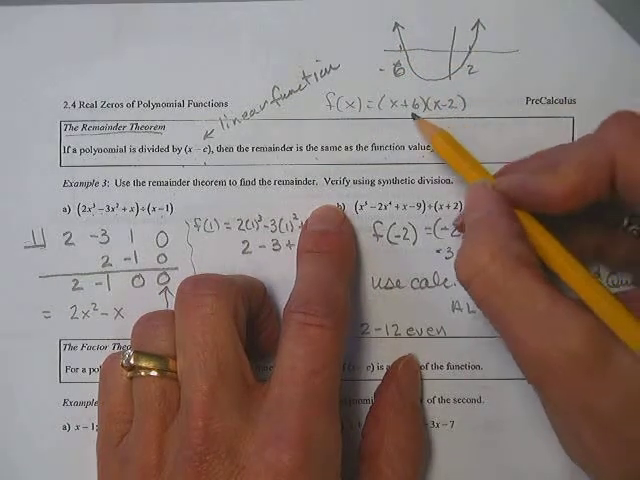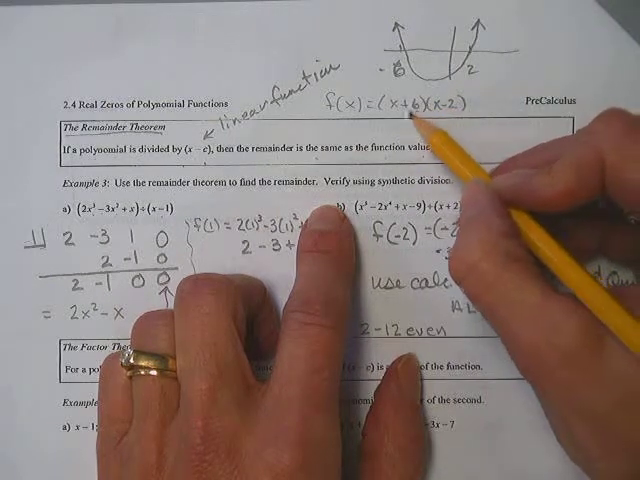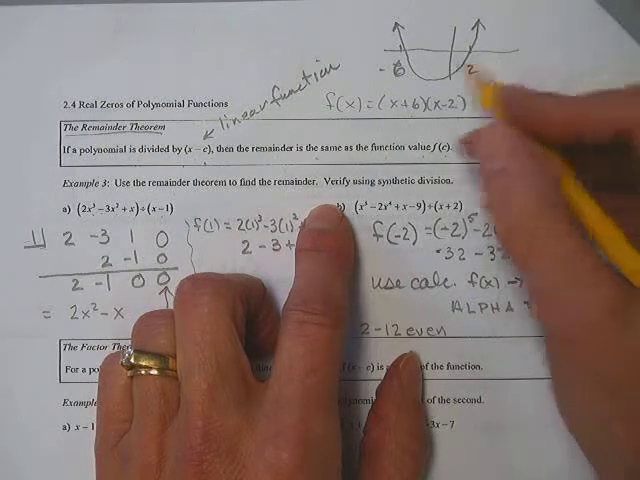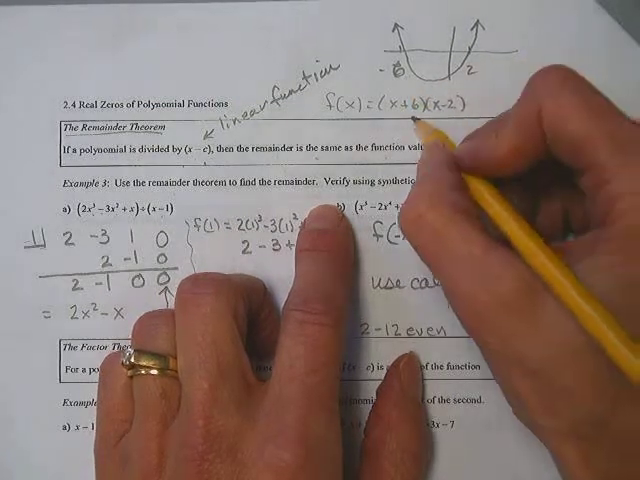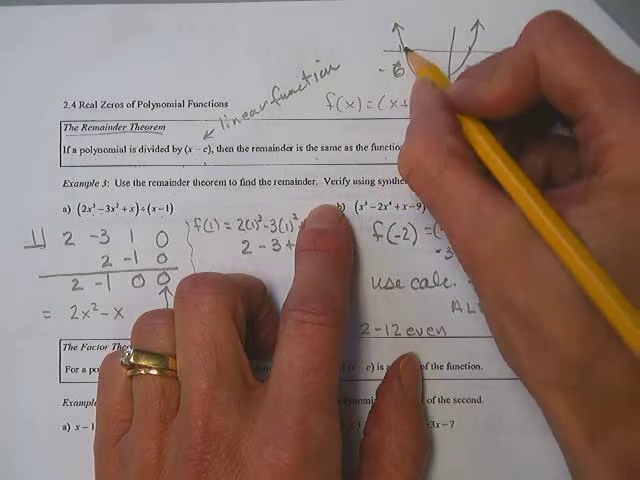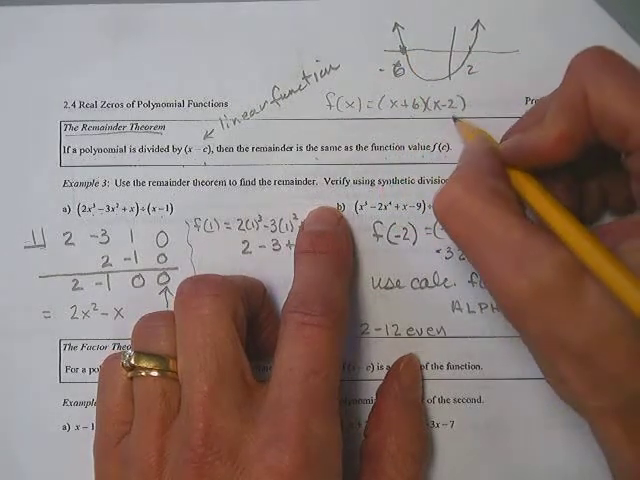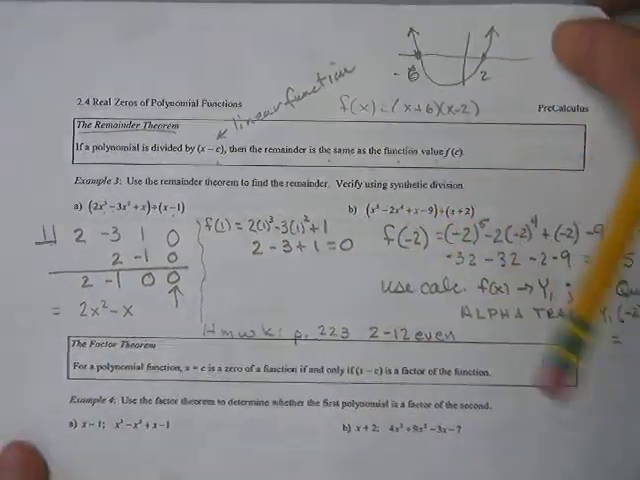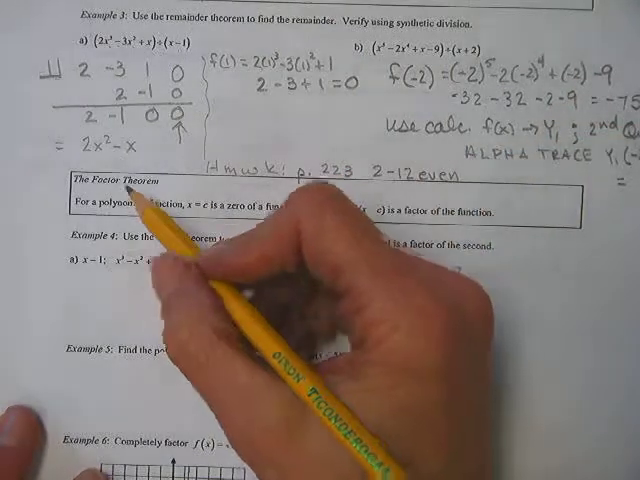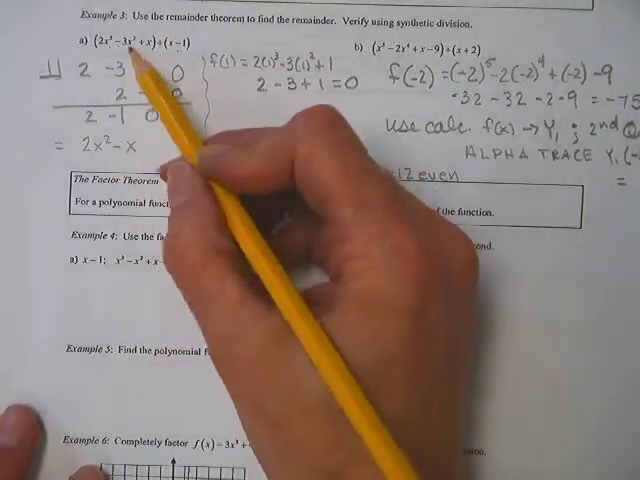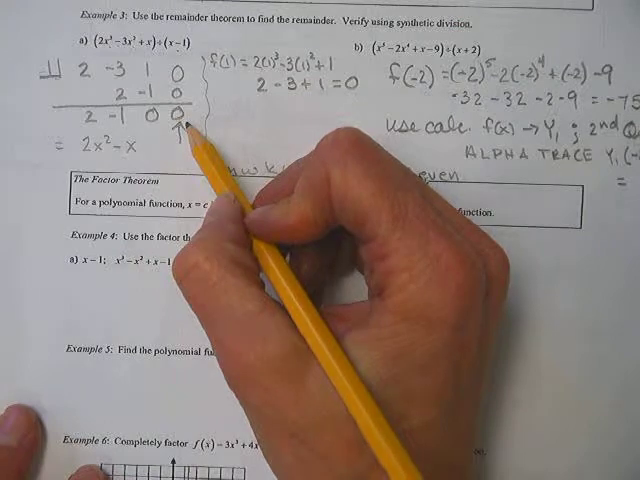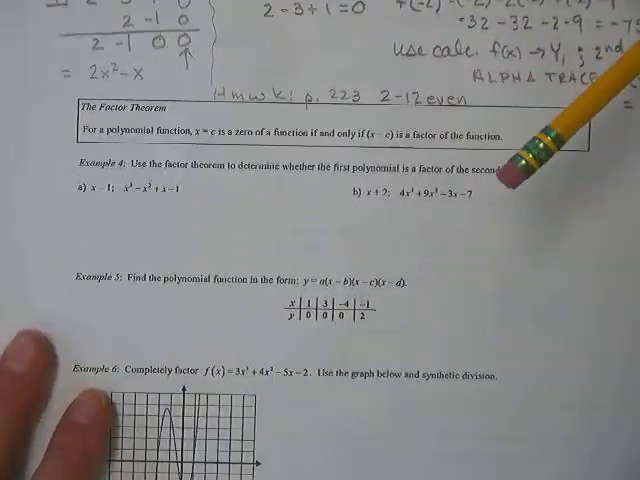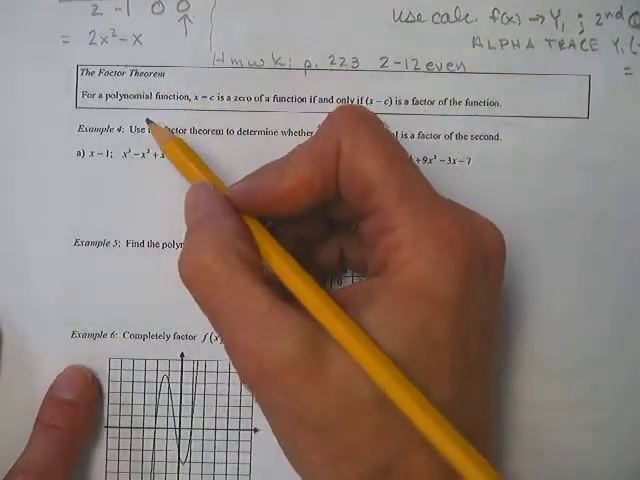If I divided this out and I divided it by negative 6, what would my remainder be? If I divided this by negative 6, I'd get 0, because that's where it crosses, right? And if I divided this by 2, I'd get 0. If this divides in and it has 0 for a remainder, it is a factor of that.